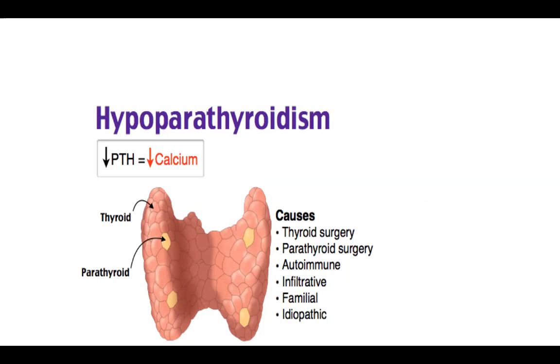Since, as we say, most of the time it is embedded within the thyroid tissue and it is difficult to see and localize because of its small size, it can be removed along with the thyroid specimen, or it can be damaged during the surgery. The second cause can be the parathyroid surgery itself.